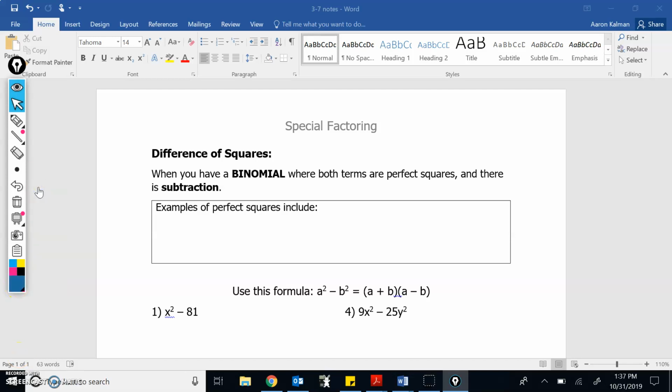Guys, today's video is on the last type of factoring. We're going to talk about some special factoring. This includes difference of squares.